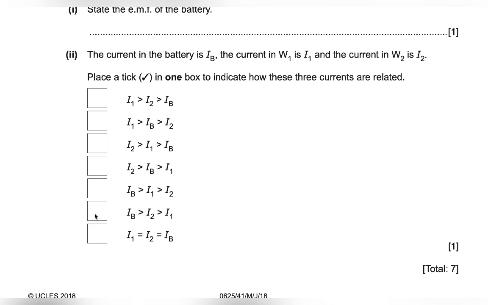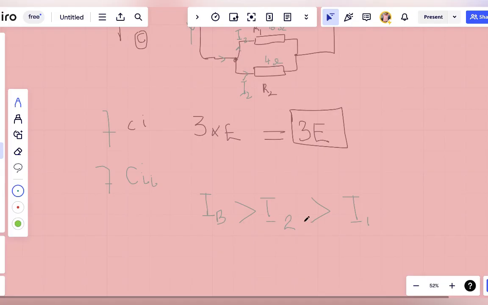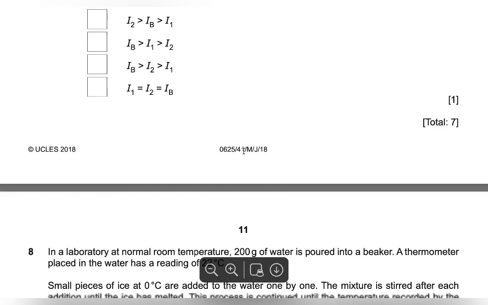So this is the correct arrangement. So we tick this box. In the exam, we just tick this box. That's it. They just want us to tick it, just one mark. Which is this: IB is bigger than I2, I2 is bigger than I1. So we tick that box that connotes that, and we get the 7 marks for this question.